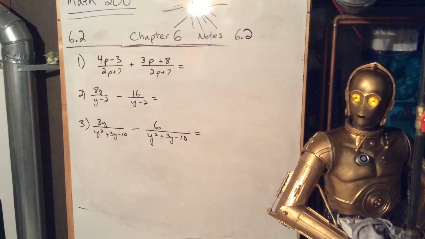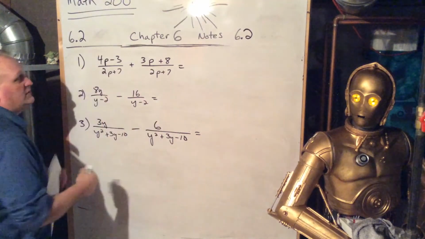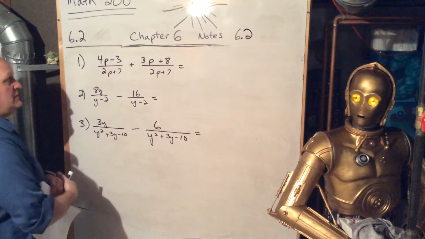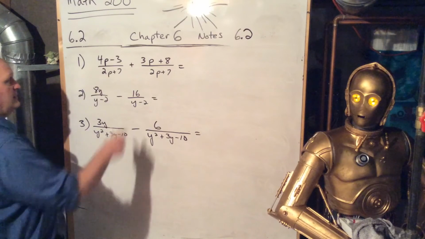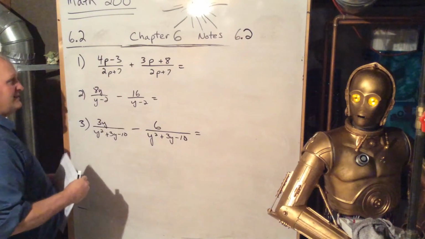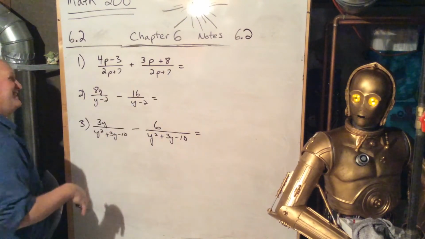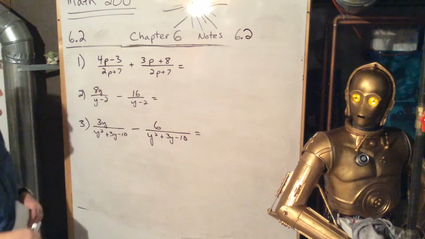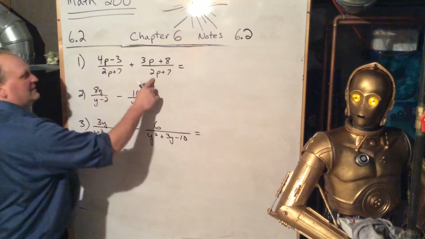Okay, we're back to Math 200. We're looking at the notes for Chapter 6. This is 6.2. We're adding up fractions with lots of variables all over the place. And so we have like denominators.